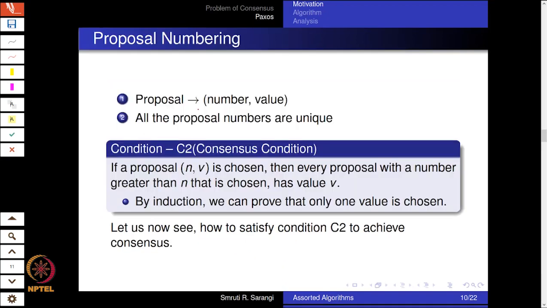Every proposal is a two-tuple: number and value. All the proposal numbers we assume are unique, and it's not required, but it would be good to assume that they are also monotonically increasing, at least that every node issues monotonically increasing proposals. Mind you, this is not required, but this will make our job easy. How do we ensure that the proposal numbers are unique? Well, this is also easy. We can assume that it's a tuple of a PID and a local counter.